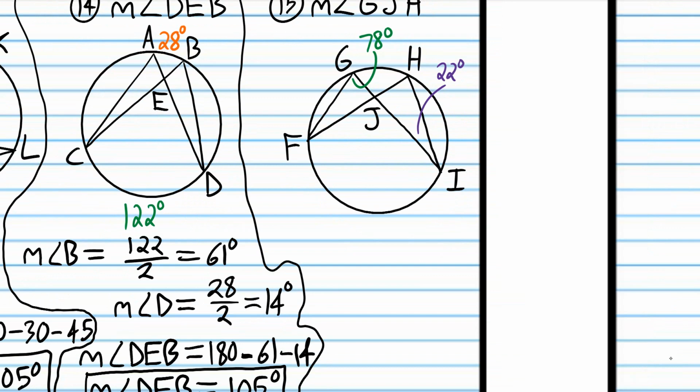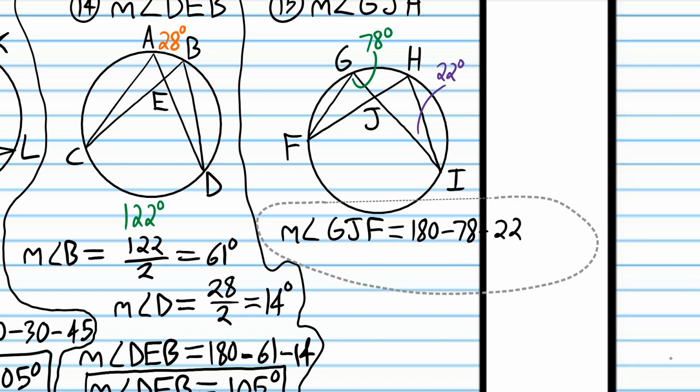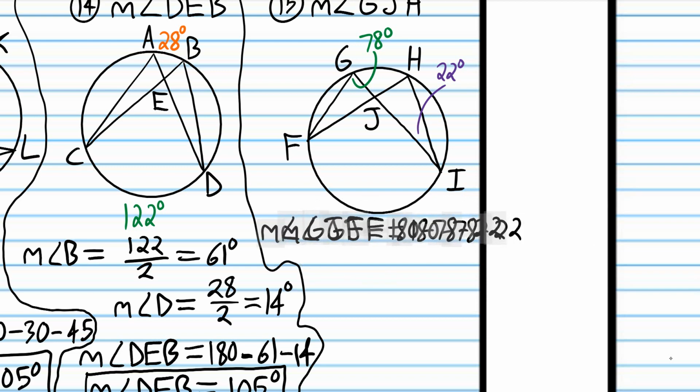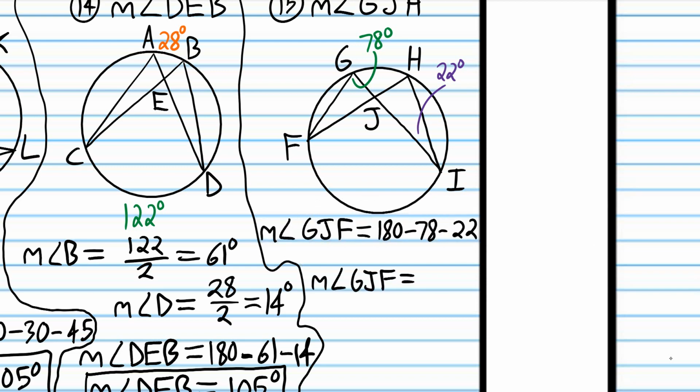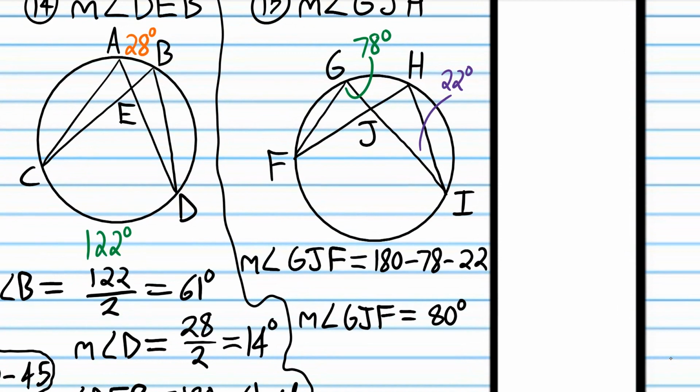The measure of angle GJF is equal to 180 minus 78 minus 22. So again, we're just using the triangle sum theorem. Get out our calculator for that. 180 minus 78 minus 22 equals 80 degrees. So this angle here equals 80 degrees.